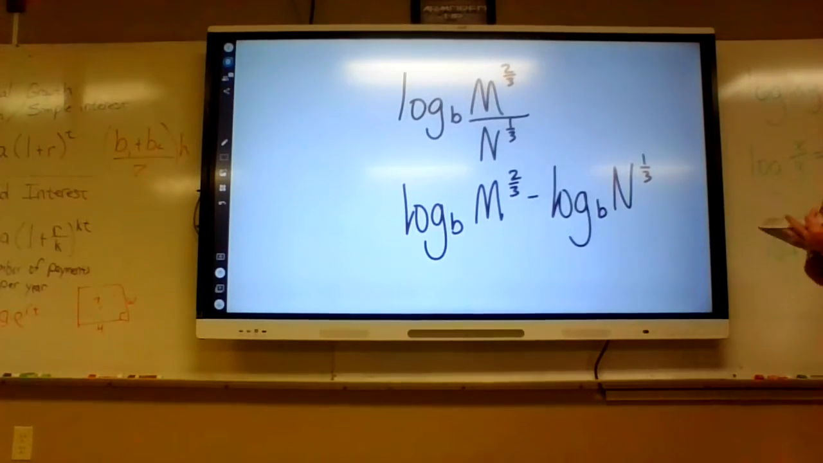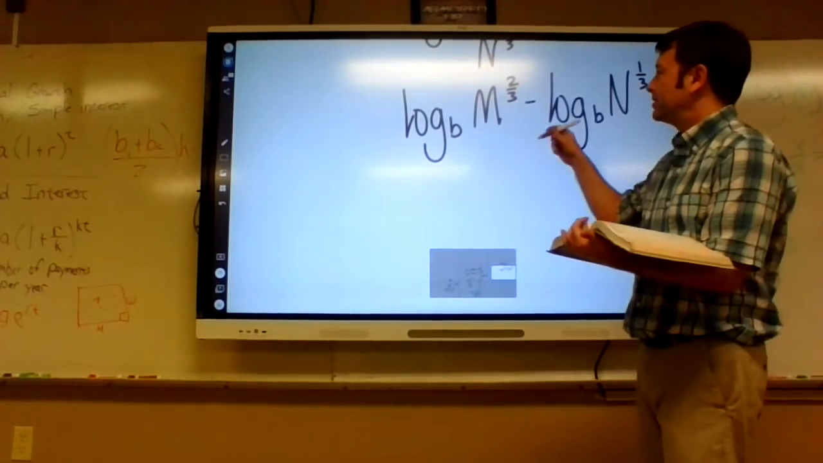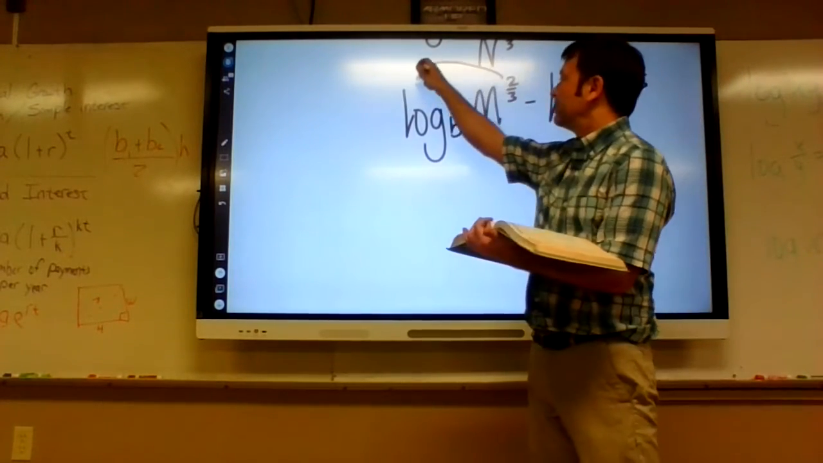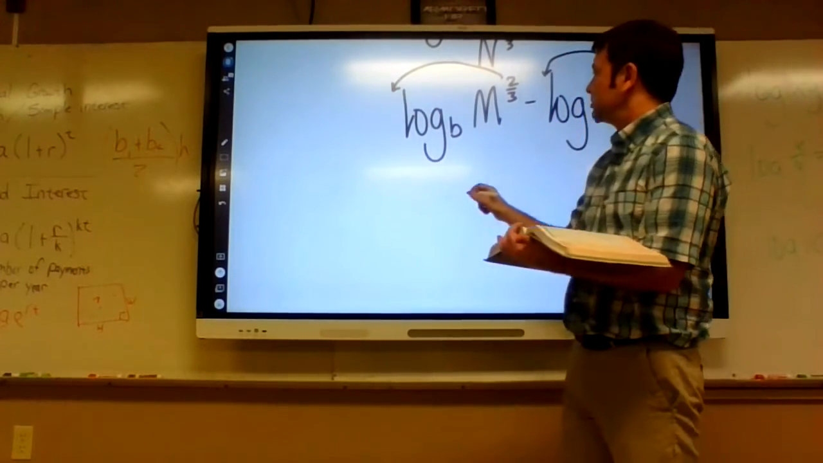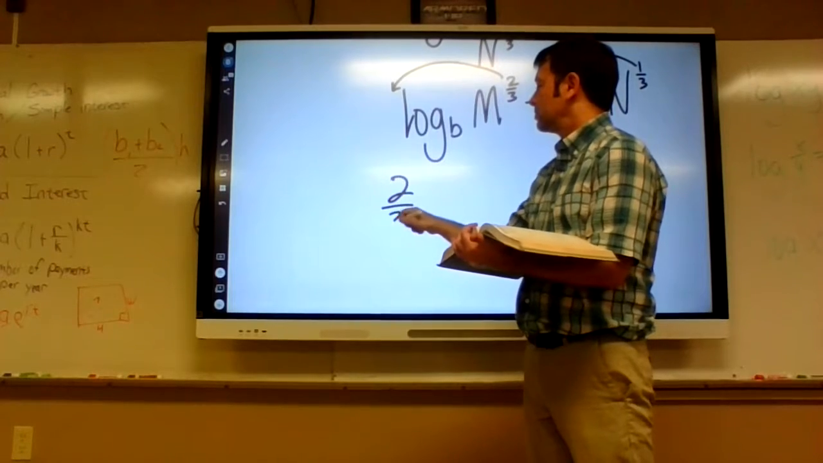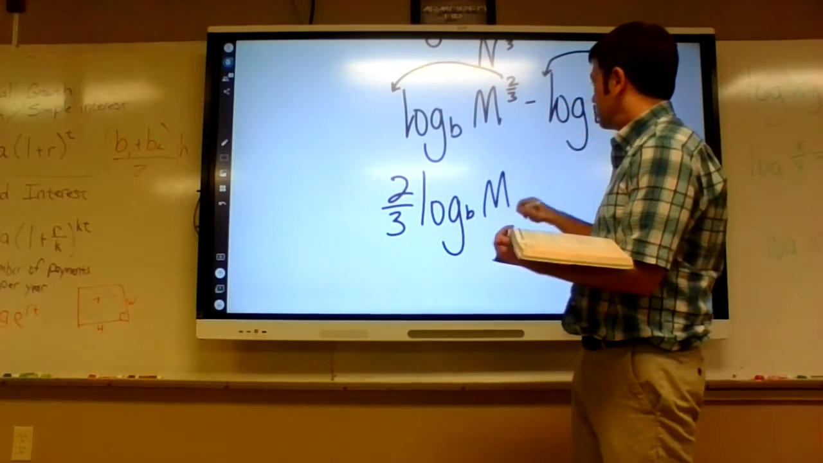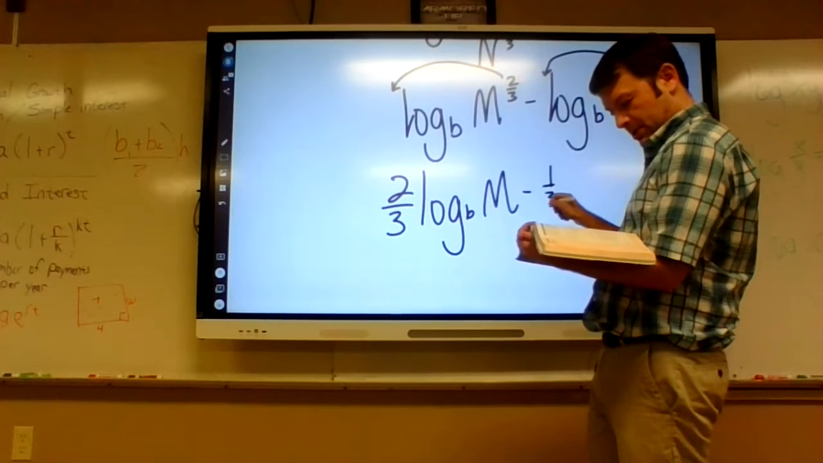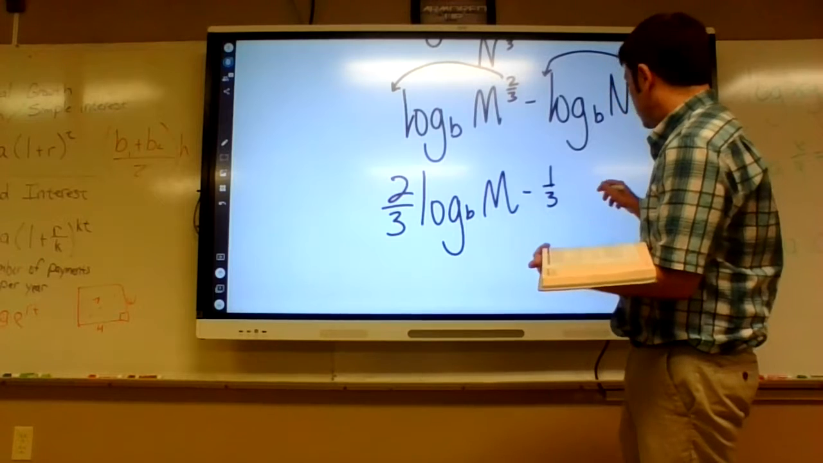Oh, there's one more step, I forgot. We can do something more. Put the exponent back in front. The direction said express each of the following in terms of log base b of m and log base b of n.